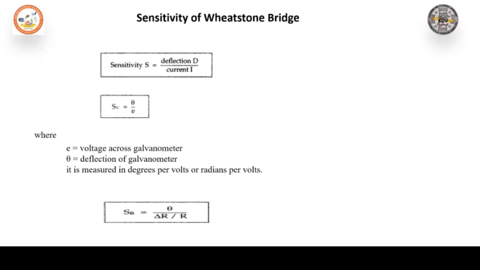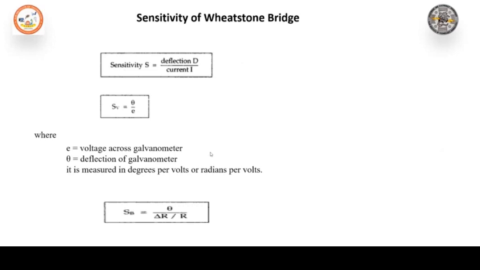So another way of representing the galvanometer sensitivity is the amount of deflection per unit voltage across the galvanometer. This is called the voltage sensitivity of the galvanometer. Mathematically, it is denoted as SV is equal to theta by E, where E is the voltage across the galvanometer and theta is the deflection of the galvanometer.